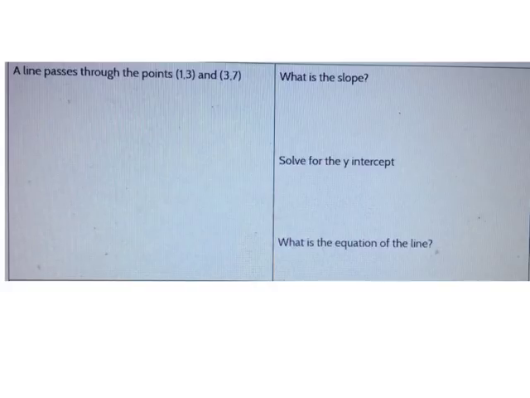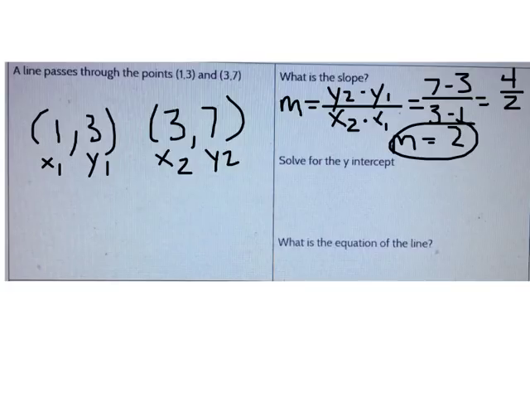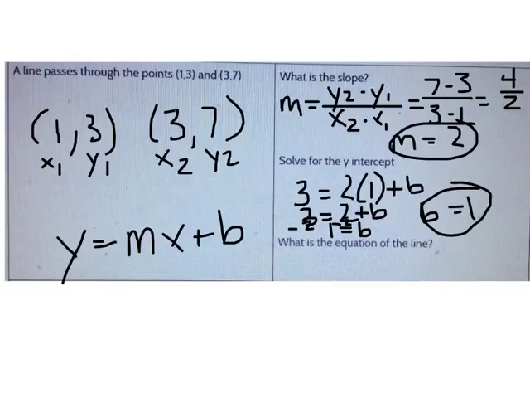A line passes through the points (1, 3) and (3, 7). Go ahead and find the slope now. The slope is 2. Now, plug in numbers for y, m, and x so that you can solve for b. b equals 1. Now write the equation for the line. This line is represented by the equation y equals 2x plus 1.